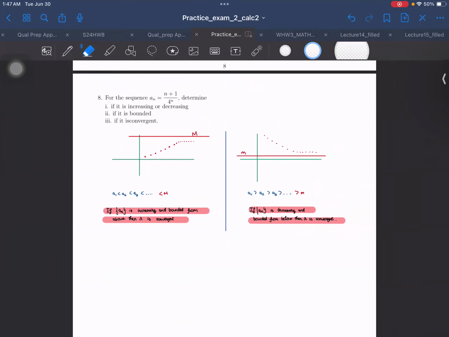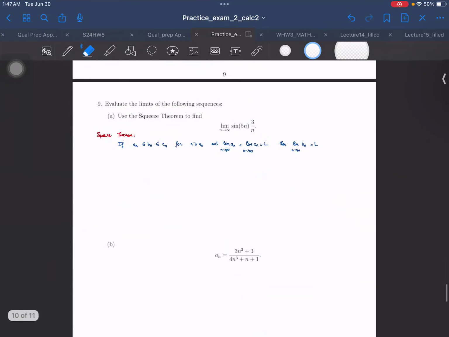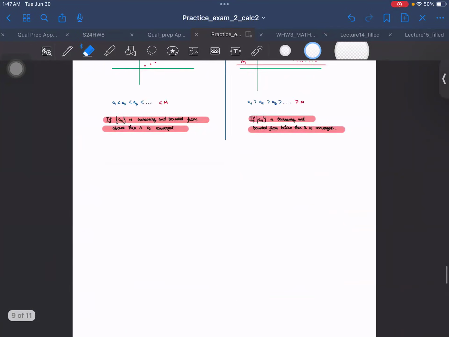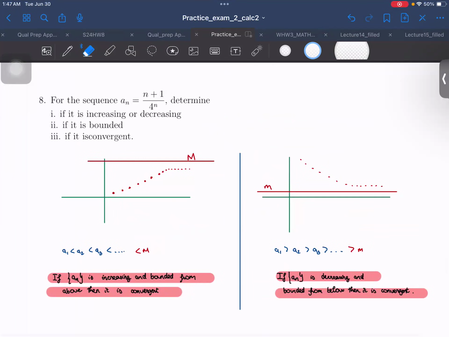Let's finish the last two questions that you have in the practice exams. For the last two questions, it will ask something about the sequence, for proving if the sequence is increasing or decreasing.